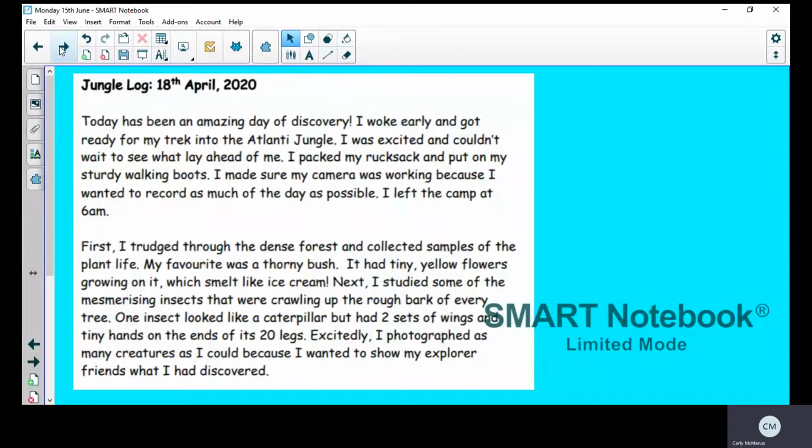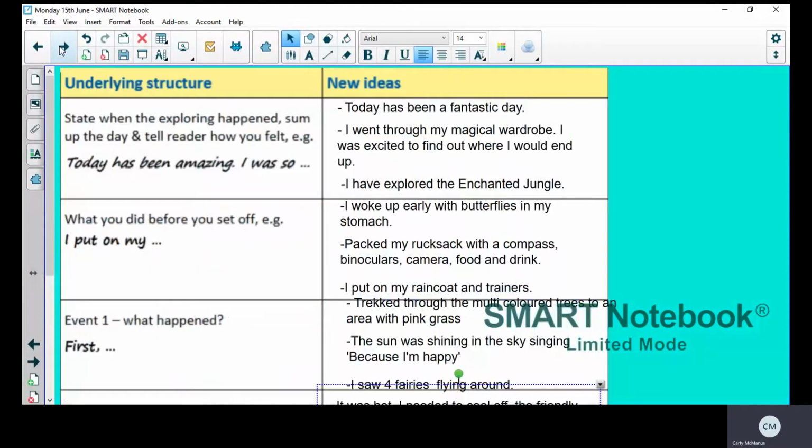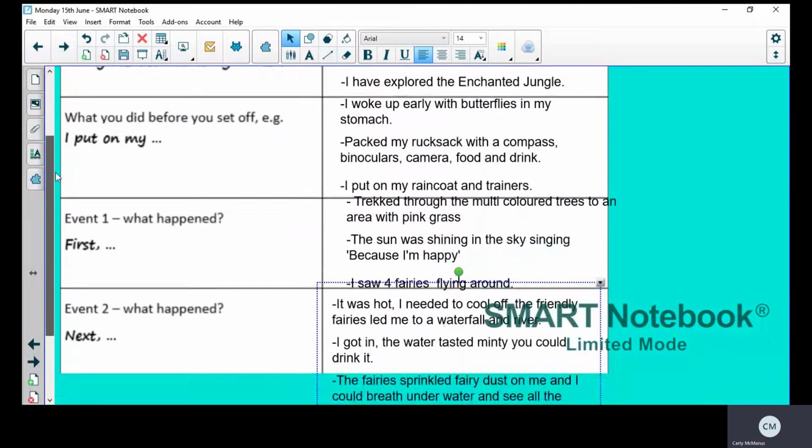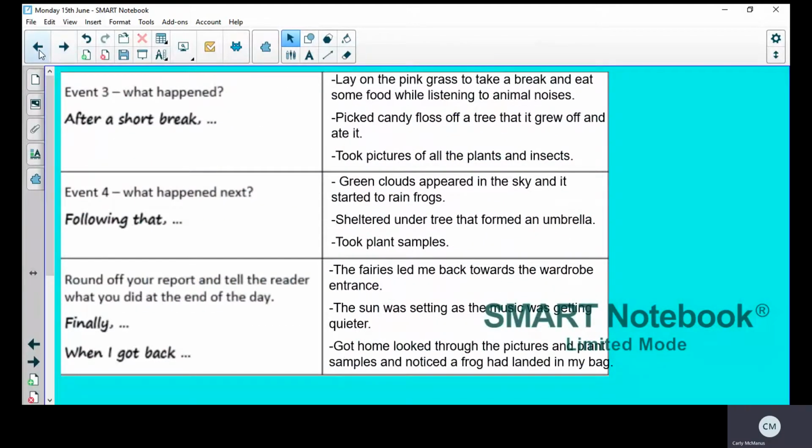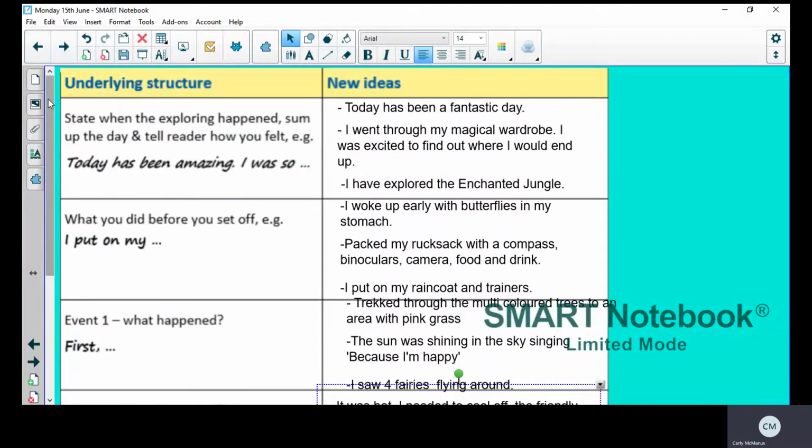So those are the first 2 paragraphs of the Explorer's jungle log. Now, this is my plan. So remember, you planned your plan in 2 sections over 2 days. So this was the first part of my plan and this was the second part. You're only going to write the first part of the jungle log today, so you'll be writing these 4 sections.